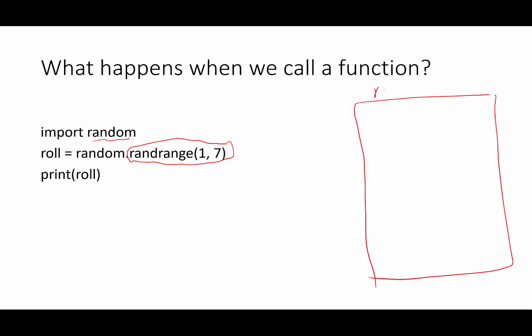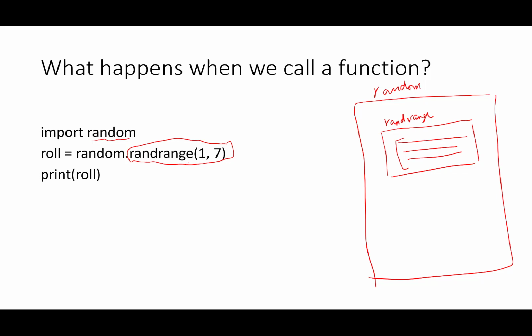Let's suppose we have this representation of the random module, and we're going to represent rand_range as a square inside random. Now, rand_range has Python code that generates a random number in that range. So it implements some logic that gives us a random number in a specified range.